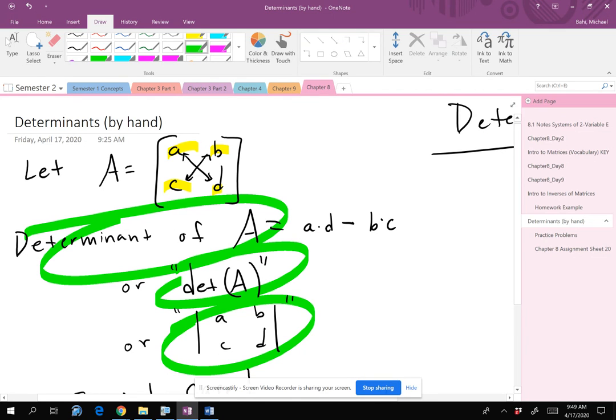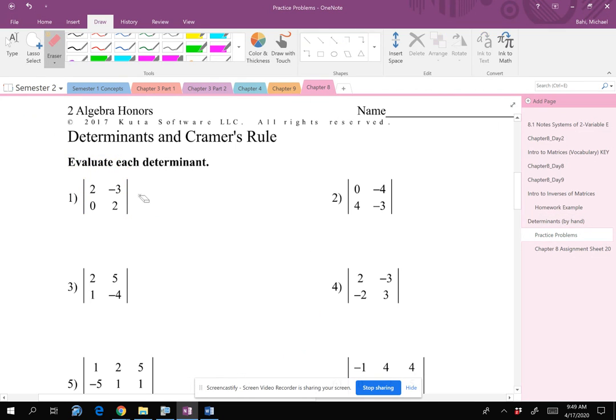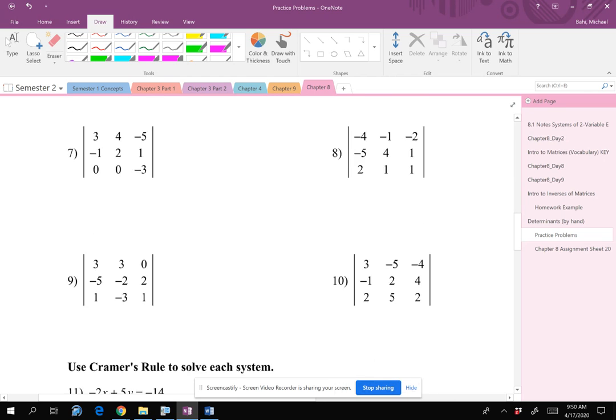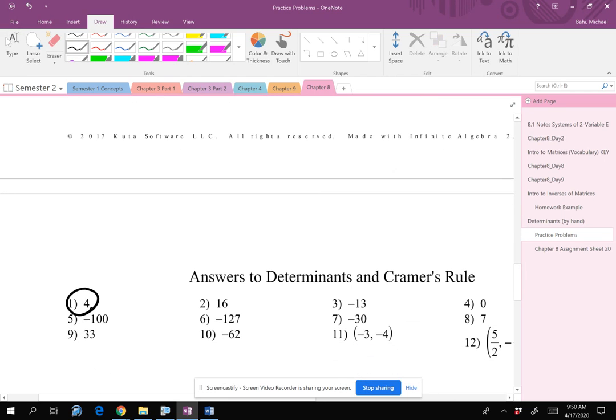All right, let's do a practice problem real quick, and then I'm going to show you how to do that on the calculator. So we do 2 times 2, and then we subtract -3 times 0. And that's just going to be 4. Let's see the answer. Yay. That's it, that's how you do it by hand. It's for 2x2 matrices. It's probably honestly easier to just do them by hand because they're so much quicker.